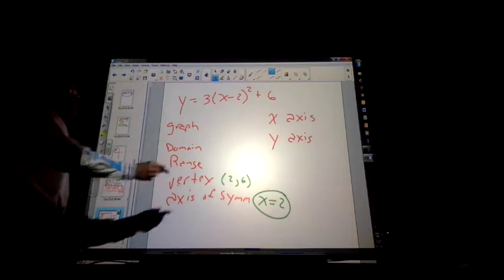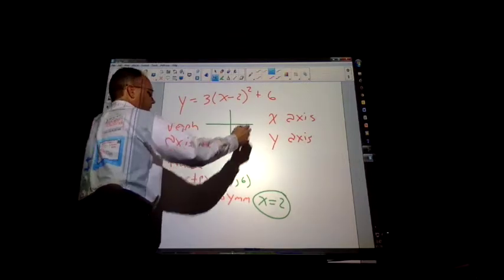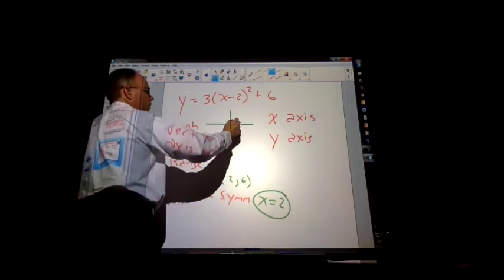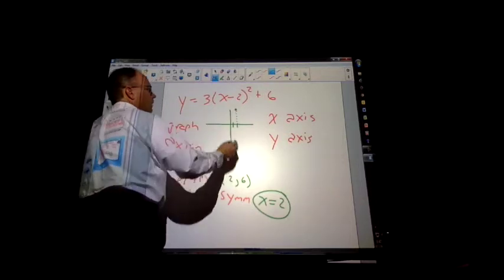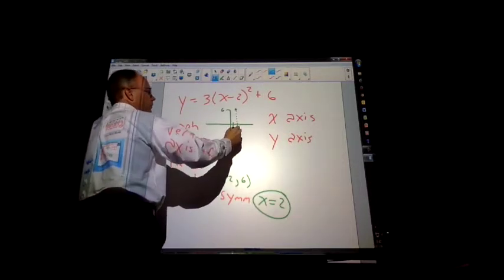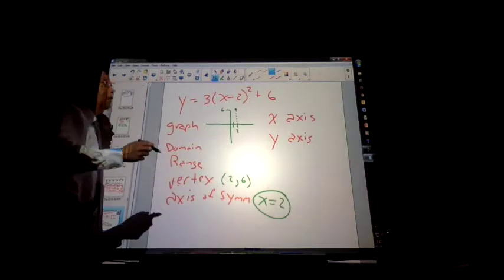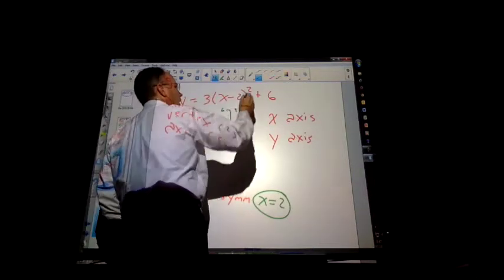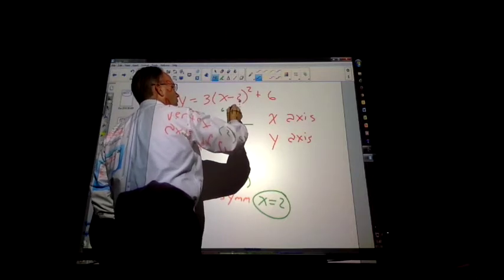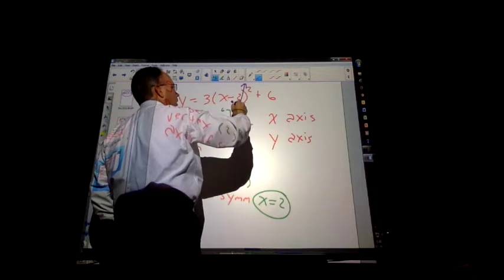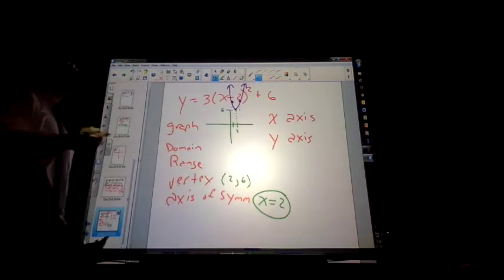All right, so let's graph this problem, what we know so far. Okay, I know that at 2, 6 is my vertex. That's my vertex. I'm going to go right 1 and up 3, left 1 and up 3. So that's what our parabola is going to look like.